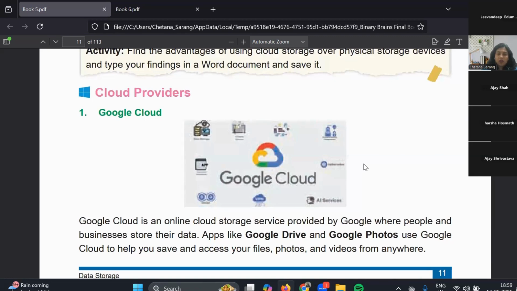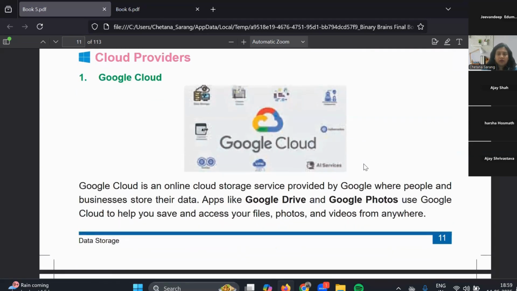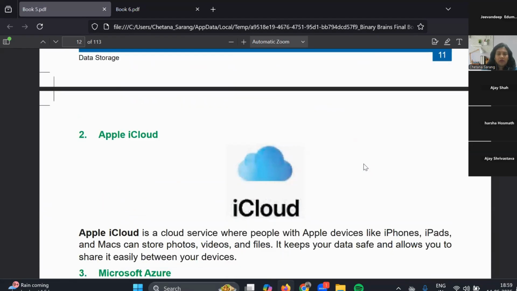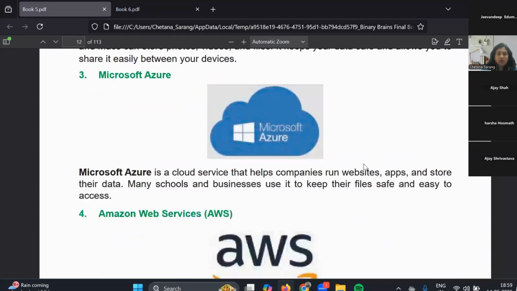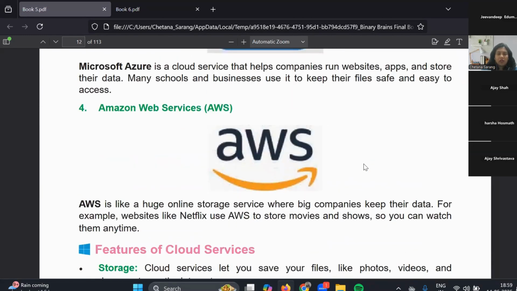So Google Cloud, Google Drive, we are just flipping the pages in the classroom because we have already discussed everything at length. So Apple's iCloud, Microsoft Azure, AWS.